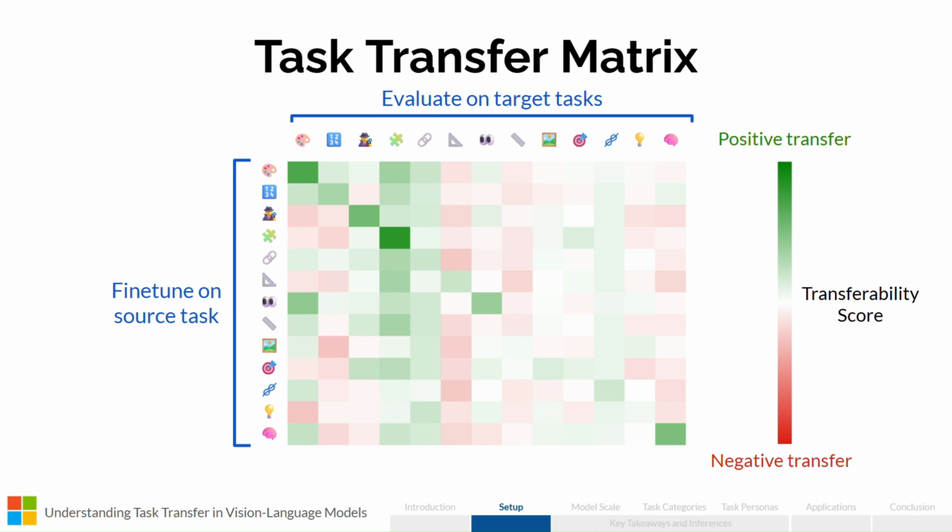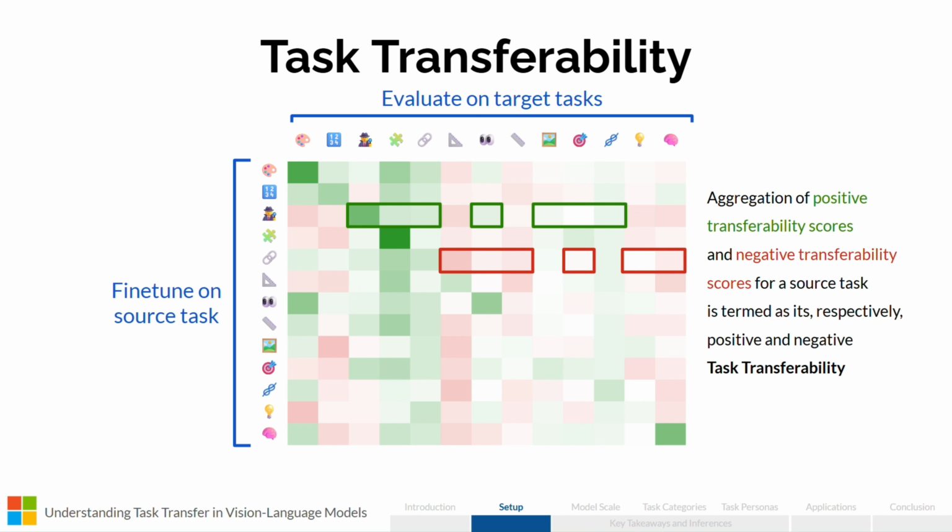Using this experimental setup, we aim to achieve a task transfer matrix, where the rows are fine-tuned models on source tasks and the columns are the target tasks. The cell values represent the transferability score. A positive score means it improves the task, and a negative score means it deteriorates the task. Using this transferability score, we can define task transferability. Essentially, the aggregation of the positive transferability scores in a row is called positive task transferability.